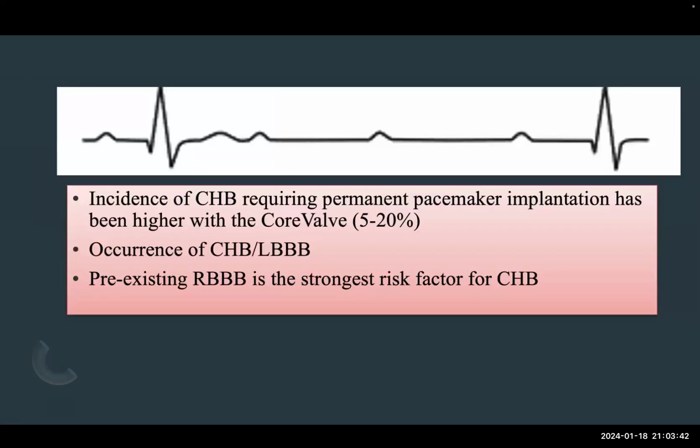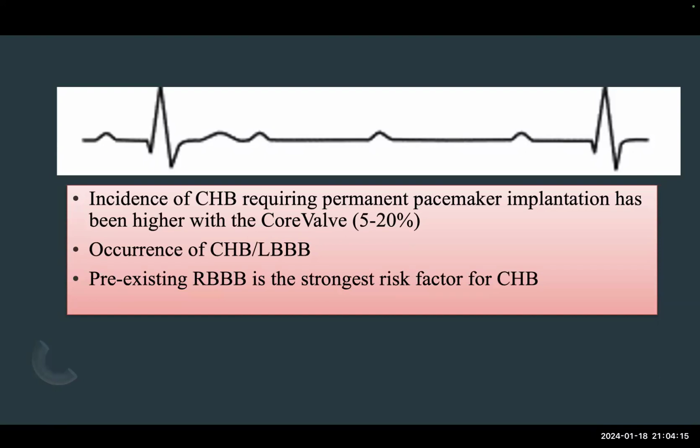The other complication you need to know is complete heart block. The incidence of complete heart block used to be high, but now it is single digits or 10%. The reason is that there has been a lot of improvement in techniques and in the balloon platform and the stent platform. There is something called conventional alignment, and something called the cusp overlap view. There are a lot of things we have done that improve the incidence of complete heart block.